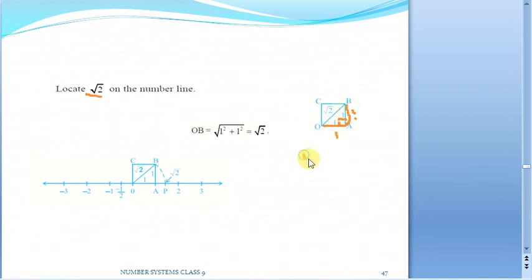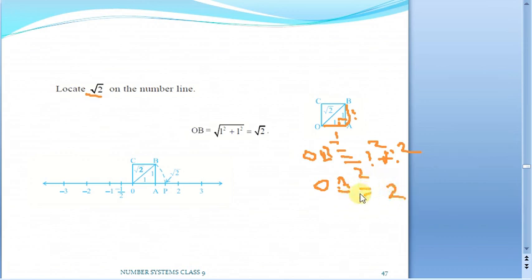So can we write it as OB square, which is our hypotenuse square, is equal to side square plus side square. OB square is equal to OA square plus BA square. OA is what? 1 square plus 1 square. So now OB square is equal to 1 square plus 1 square, which is 2. If OB square is 2, OB will be equal to root 2.